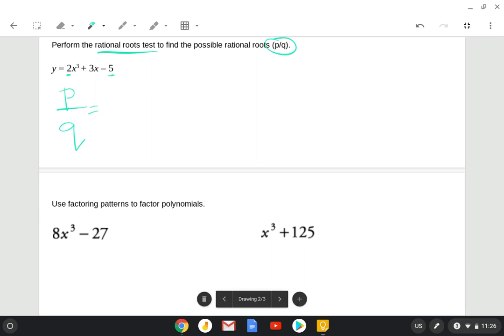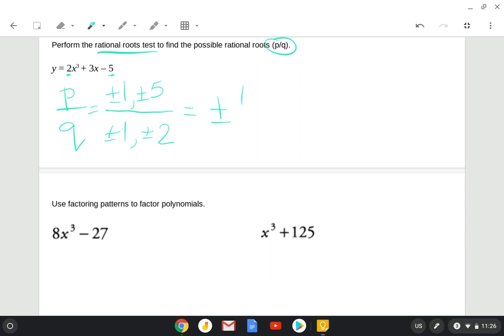So the factors of 5 are plus or minus 1, plus or minus 5. Nothing else divides into 5. And then the factors of 2 are plus or minus 1, and plus or minus 2. Nothing else divides into 2. So then all I have to do is write every combination of those. So I have plus or minus 1 over 1, plus or minus 1 over 2, plus or minus 5 over 1, and plus or minus 5 over 2.